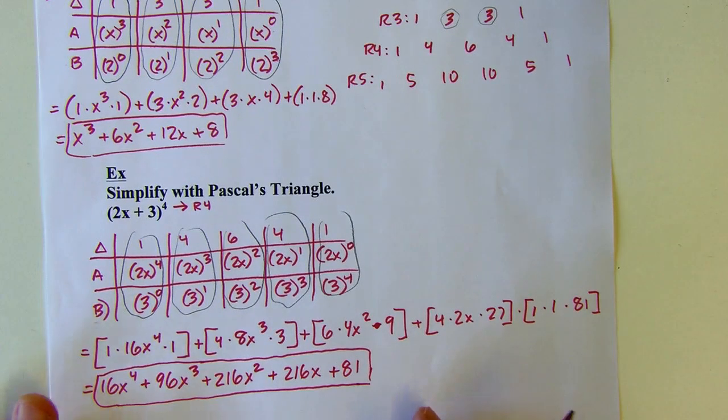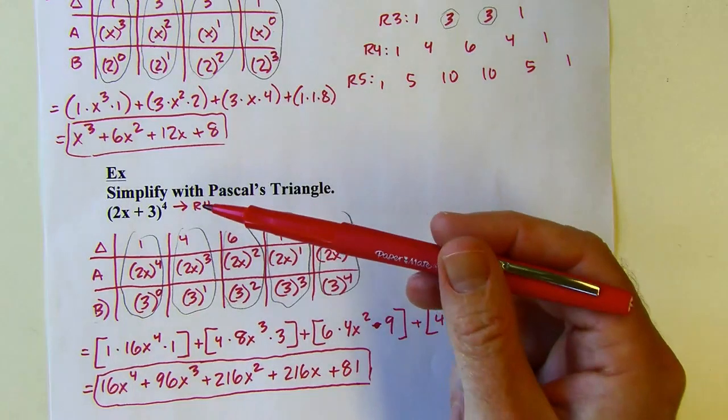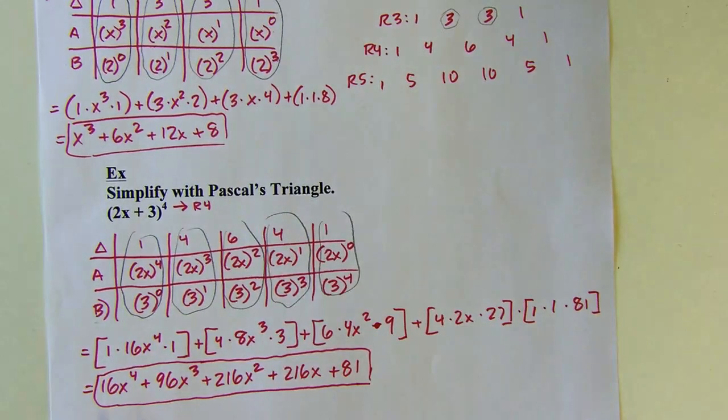Something that's also worth noting: notice how all my terms here are positive. That's because A and B were both positive. But if one or both of them are negative, there are 3 different ways this can shake out. All of the terms can be positive, they could all be negative, or they can alternate. Those are the patterns that emerge when we're using Pascal's triangle.